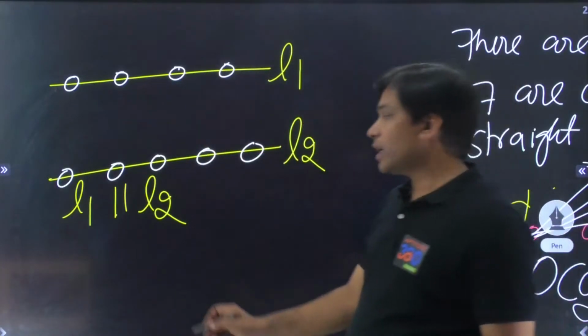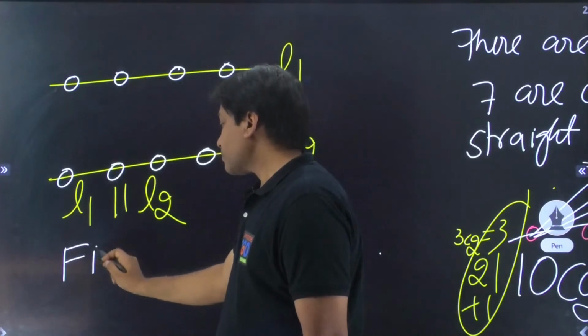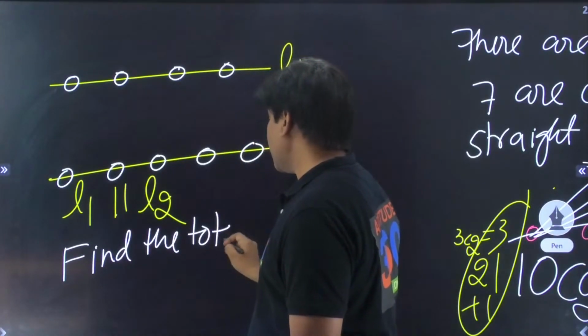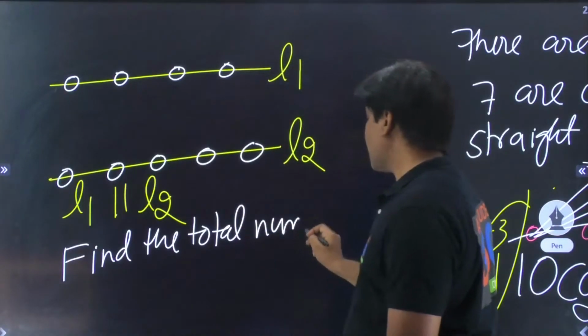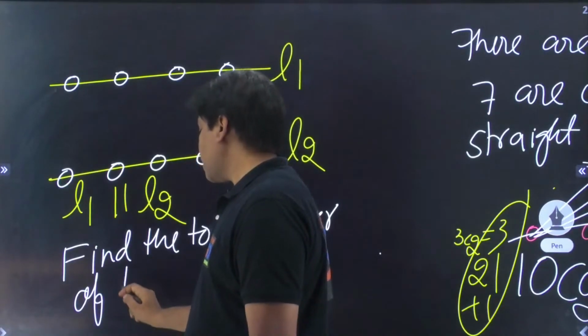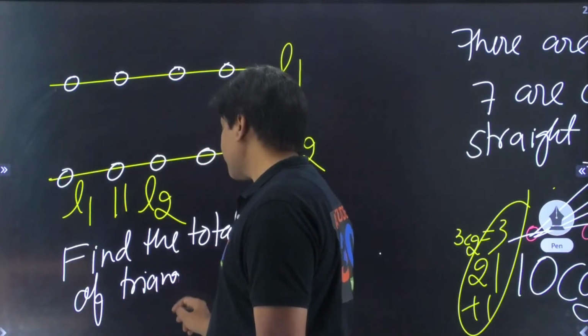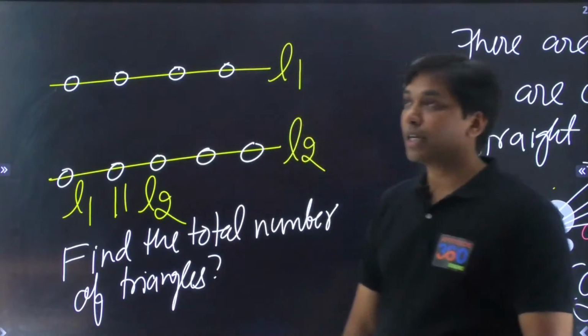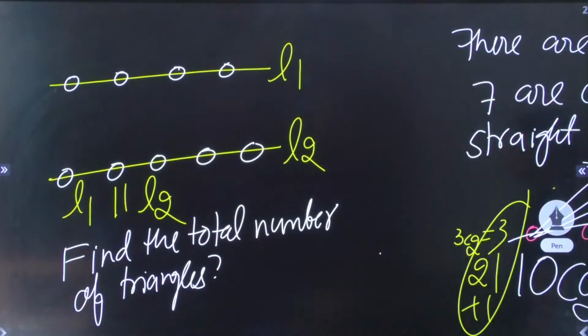What is it that you should be doing? Find the total number of triangles. Please do that. How will you find out the total number of triangles?